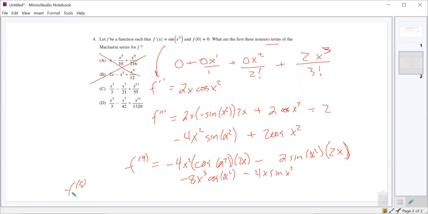But the next one is going to be negative 8x cubed times the 2x. So that's negative 16x to the 4th. It's going to become a positive sine of x squared, which is, again, 0. And then this piece is going to be minus 4 sine of x squared, which is going to be 0. And then this other part is going to be minus 8x squared cosine x squared, which is going to be 0.